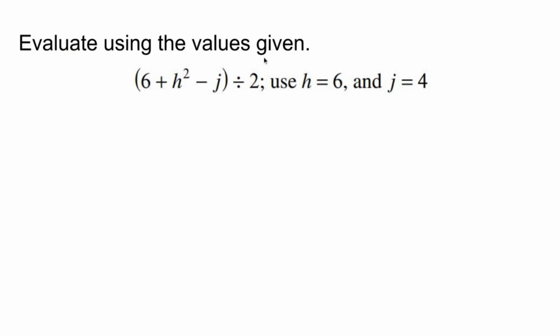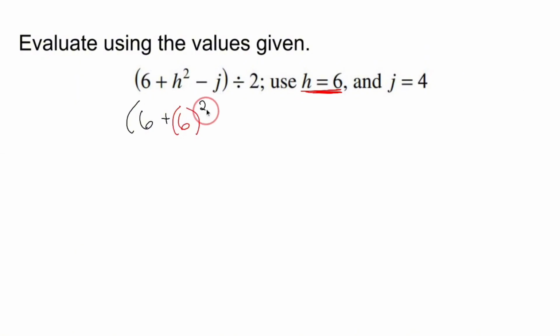Evaluate using the values given. Now what I have here is an expression with some variables, with some numbers, with some symbols, and I'm telling you that these variables mean 6 and 4 for H and J respectively. So what I do is I write out the numbers and symbols as usual. Anytime that I'm going to substitute a variable with a number, I'm going to have to replace that variable with the parentheses and then that number.